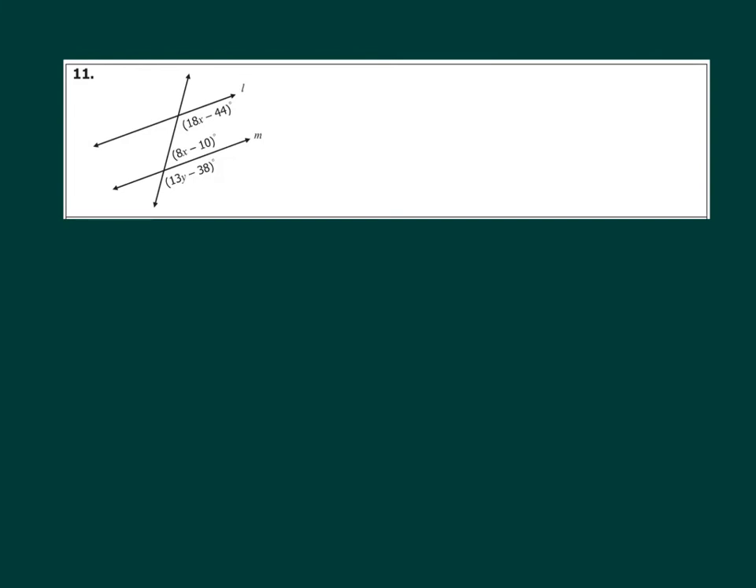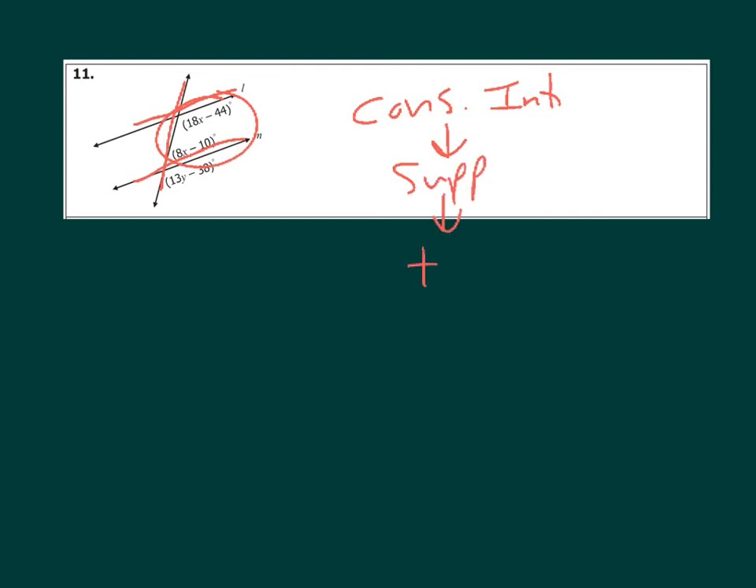And so here we're faced again with x's and y's. So what I notice, I got my parallel lines, all right, my transversal, and it looks like our x's are consecutive interior angles. So consecutive interior angles implies that we have a supplementary relationship, which means that I'm going to add two things up and set them equal to 180. So I have, on the one hand, 18x minus 44, and on the other, 8x minus 10.